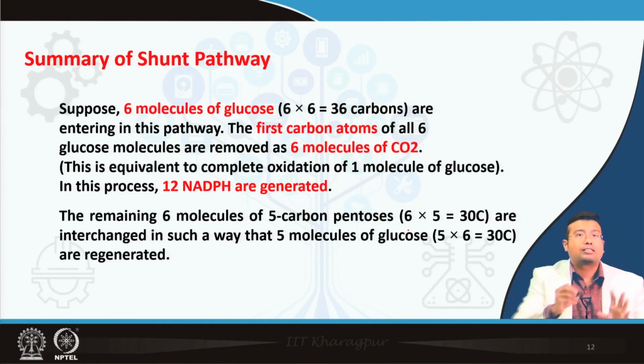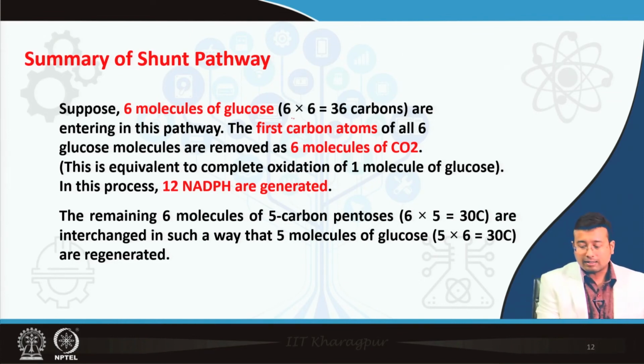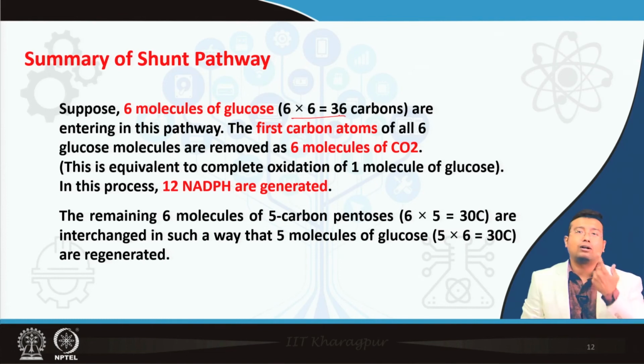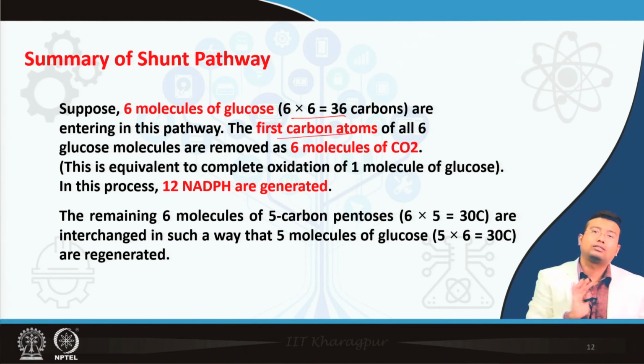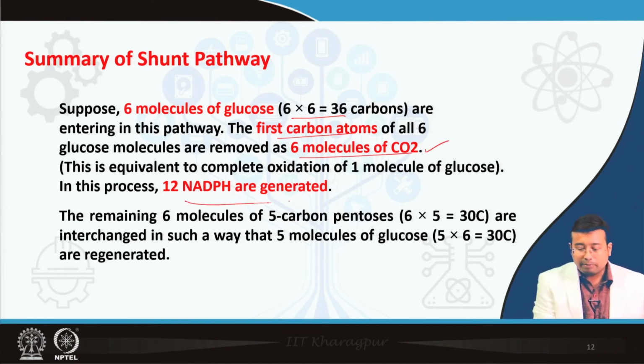So what is the summary of the pathway? Considering 6 molecules of glucose, okay, that is 36 carbons, because one glucose molecule has got 6 carbon atoms. So the first carbon atoms are lost as CO2 in the oxidative phase itself. So from 36 carbon atoms, that is 6 molecules of glucose, we will get 6 molecules of carbon dioxide, and 12 NADPH are produced, okay.